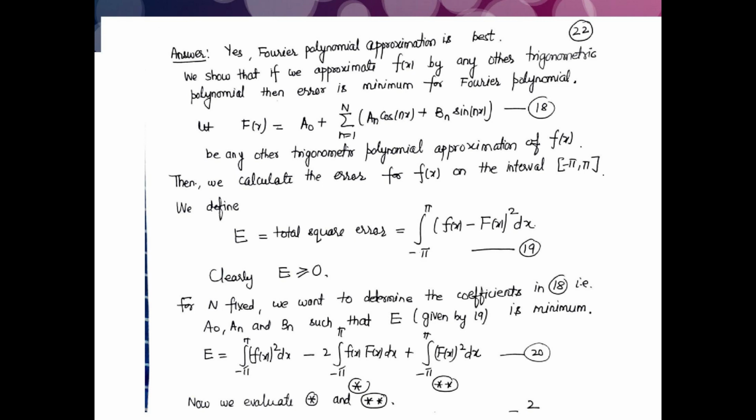So let's denote by capital F of x as a naught plus summation over small n 1 to capital N of capital An cos nx plus capital Bn sin nx. Equation number 18. Let this be any other trigonometric polynomial approximation of the function f of x. Then we will calculate the error for the function f of x on the interval minus pi to pi.